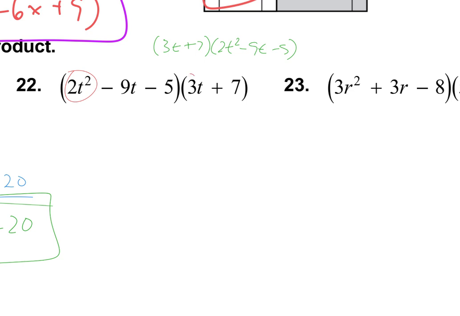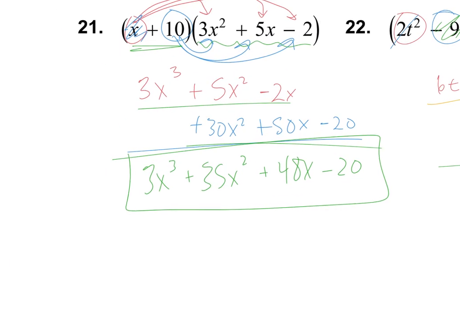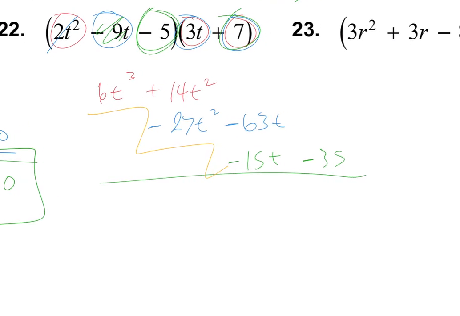2t squared times 3t, that's 6t cubed. 2t times 7, that's 14t squared. And I'm done with that now. Negative 9 times 3t, that's negative 27t squared. Negative 9 times 7 is negative 63t. Negative 5, I'm done with that. Negative 5 times 3t, that's negative 15t. Negative 5 times 7 is negative 35. So see what I mean? You had that double stair step, whereas on this one, single stair step, but no big deal.